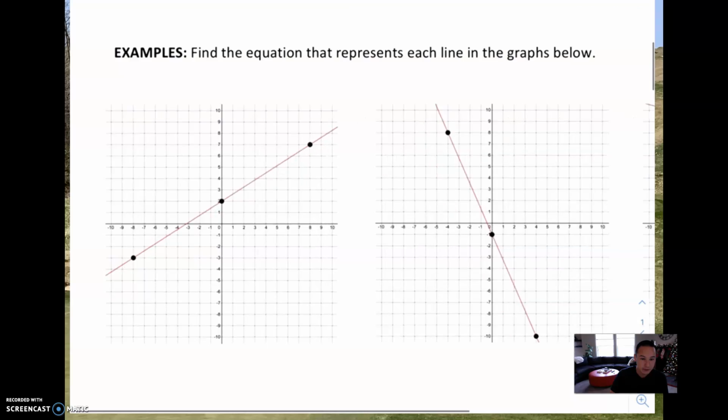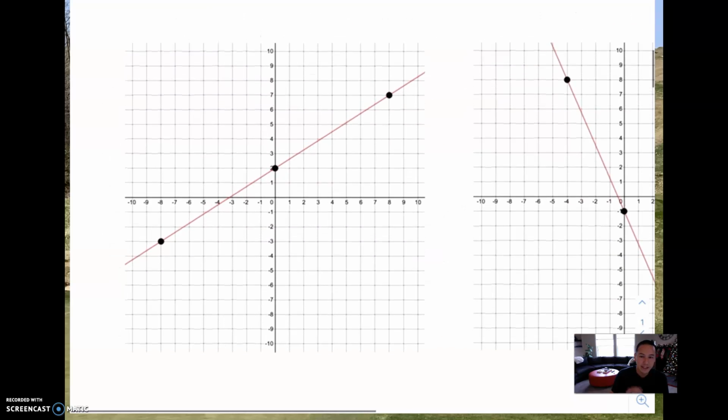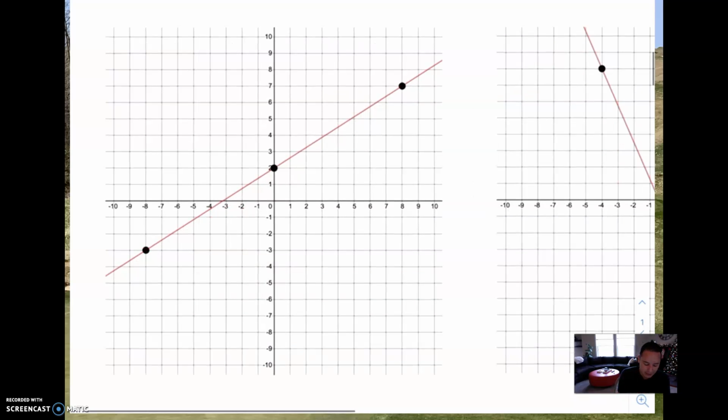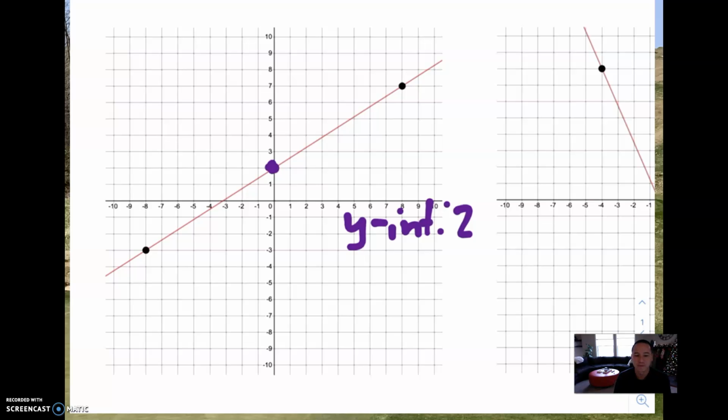Let's take a look at this first one. The easiest thing to find right away, if you're just looking at the graph, is going to be the y-intercept. So I'm looking at the y-axis, that up and down line, and I'm looking for where it crosses. And I look right here, and it crosses at 2. So I'm going to make a note of that. The y-intercept is a 2.